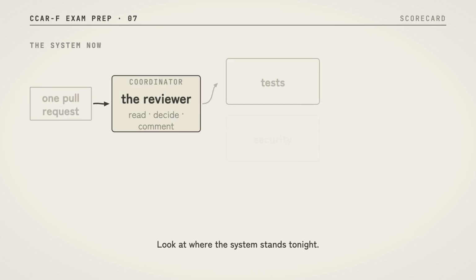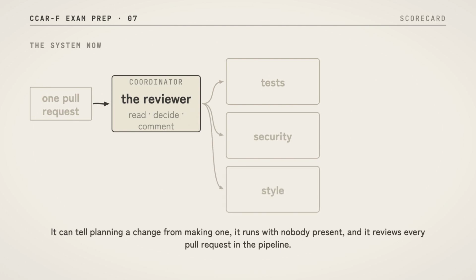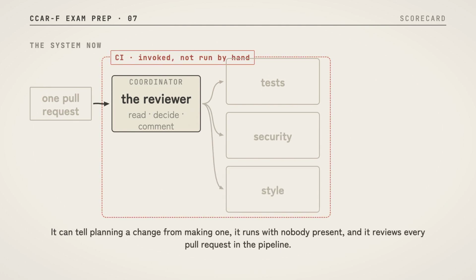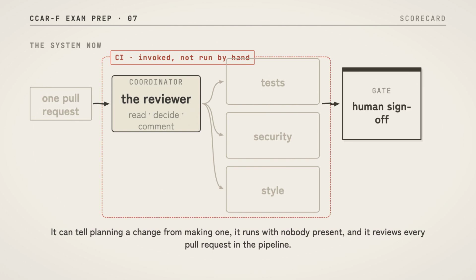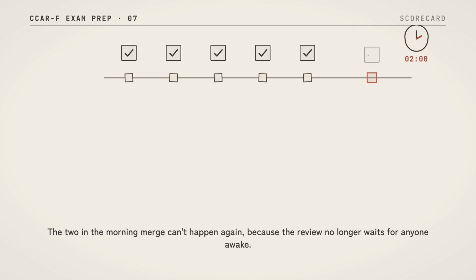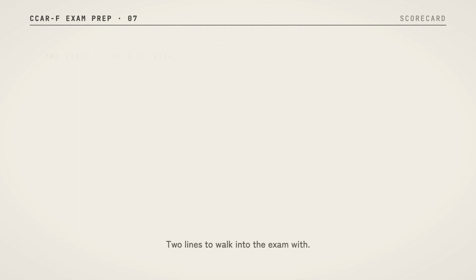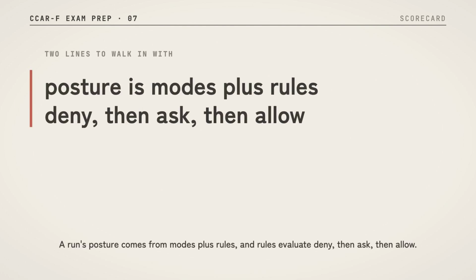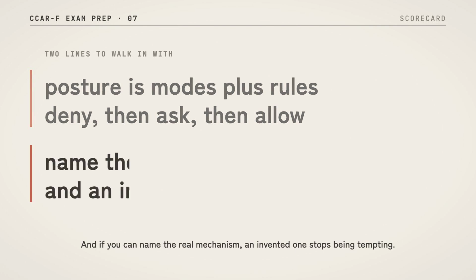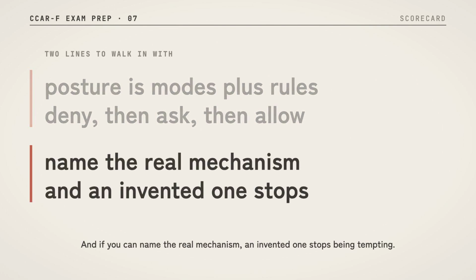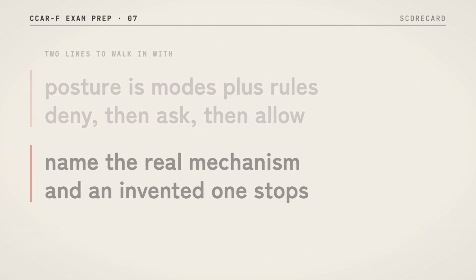Look at where the system stands tonight. It can tell planning a change from making one, it runs with nobody present, and it reviews every pull request in the pipeline. The 2 in the morning merge can't happen again because the review no longer waits for anyone awake. 2 lines to walk into the exam with. A run's posture comes from modes plus rules, and rules evaluate deny, then ask, then allow. And if you can name the real mechanism, an invented one stops being tempting.